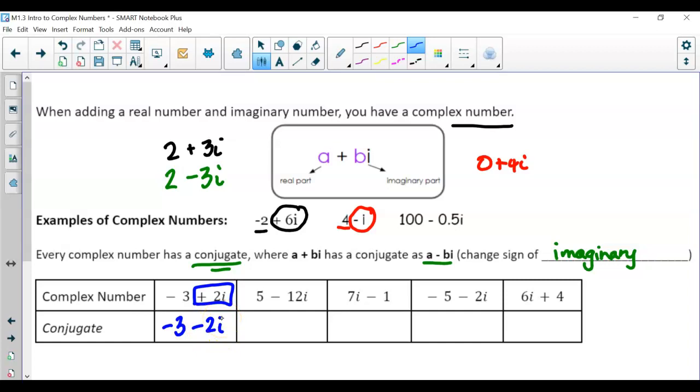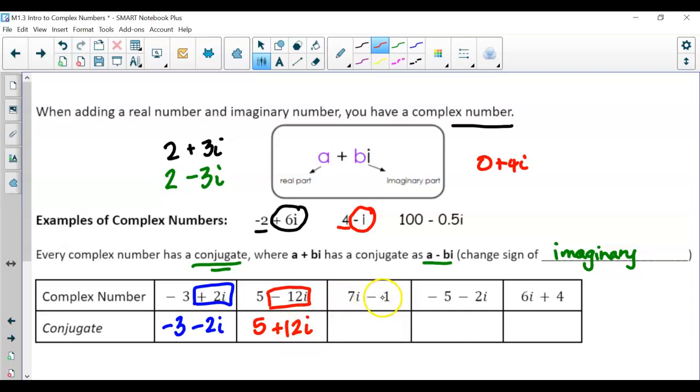That is the conjugate. So again, here, identify the imaginary part. See how we're in standard form? So here is my imaginary part, so that's what I'm going to change the sign of. So keep the 5, but bring down, and plus 12i is the conjugate.